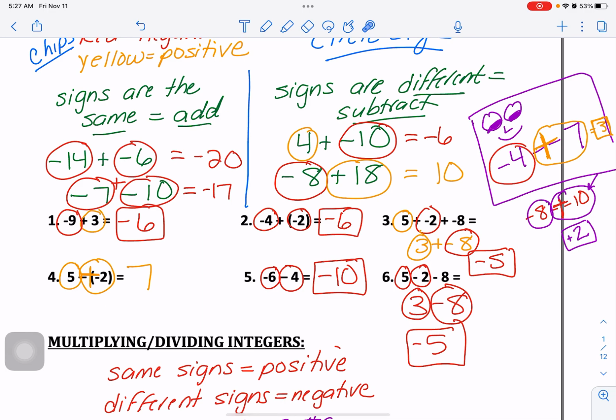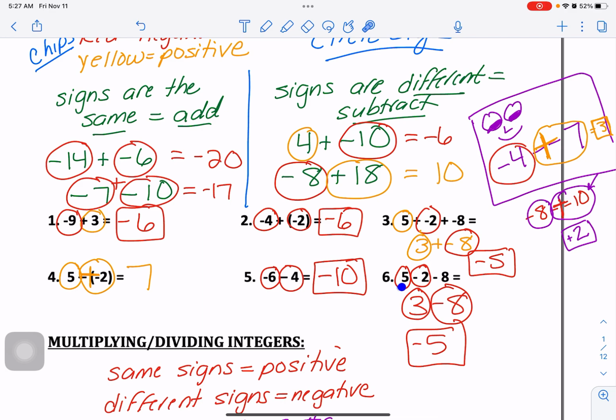If you have more than 2 numbers, you need to make sure to show your steps along the way. So I have a positive 5 and a negative 2. The signs are different, so I get 3. Then I have 3 plus a negative 8. The signs are different again, so I subtract, but my answer is negative because my 8 is larger.